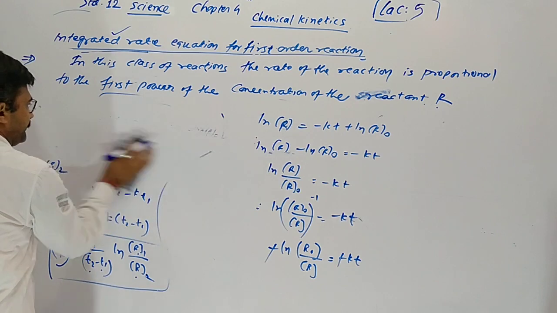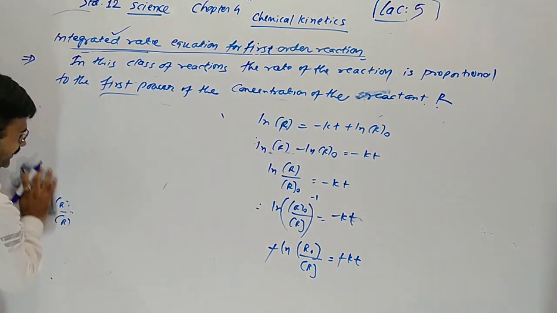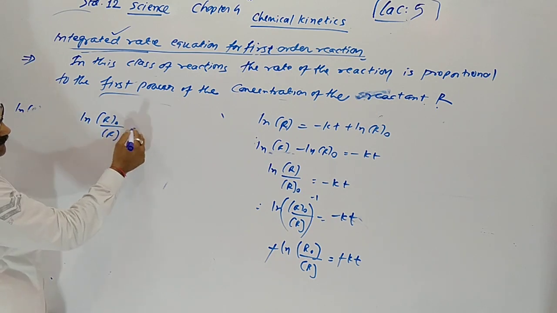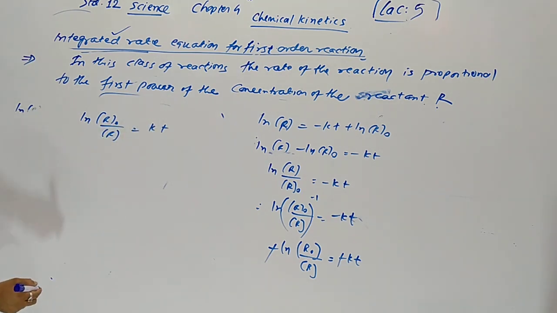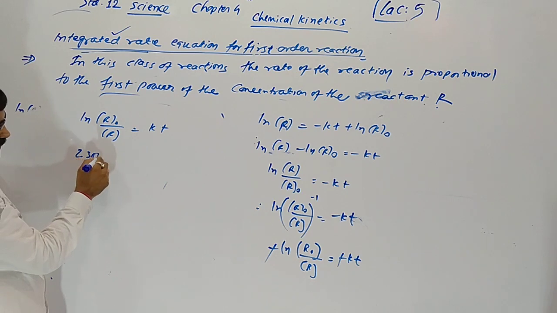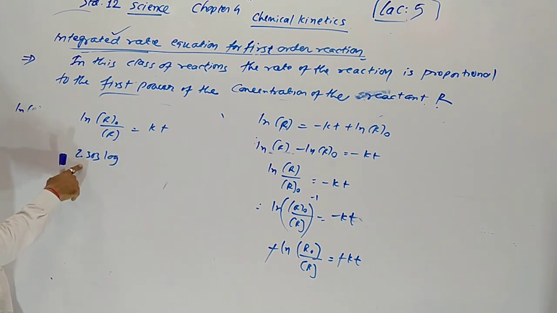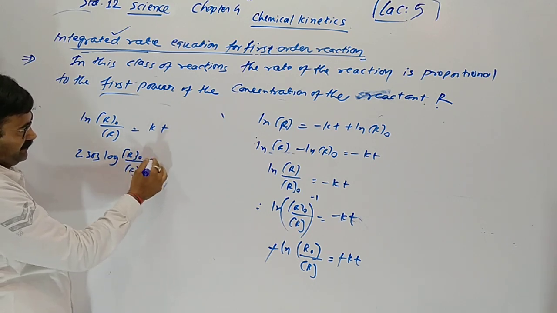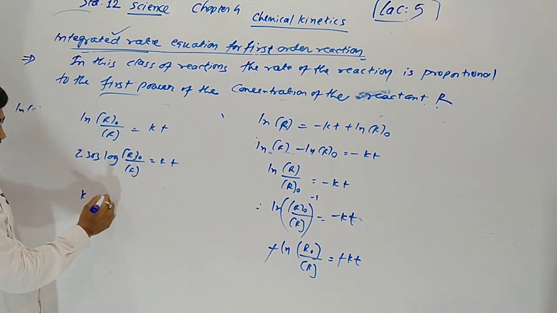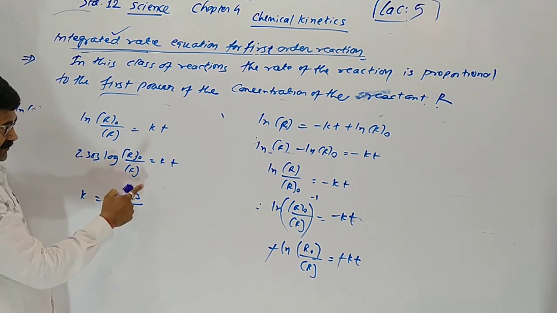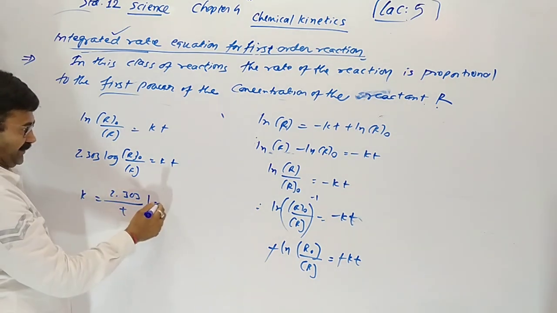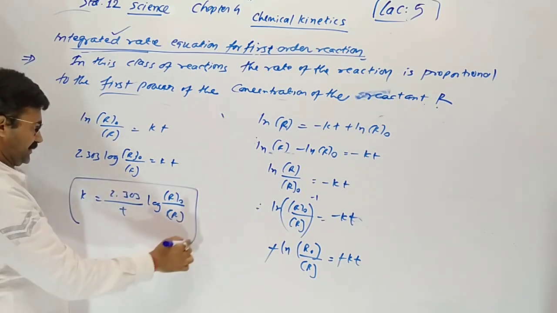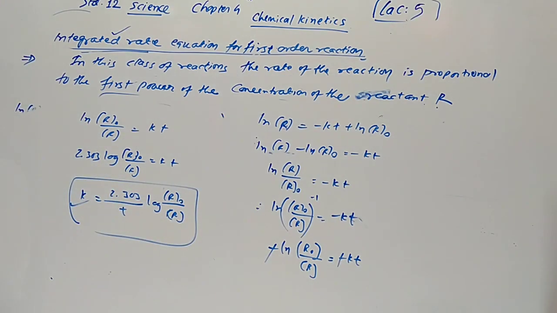So it will be ln R0 upon R is equal to K into T. Linear we are converting into log. So here 2.303 log R0 by R. So K is equal to 2.303 upon T log R0 upon R. This is our logarithm form.